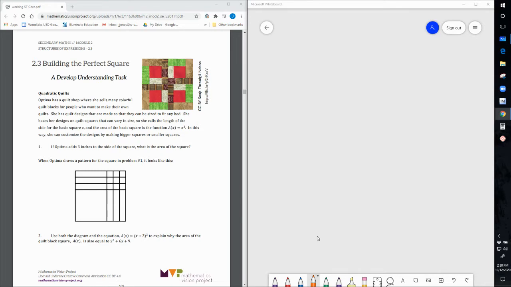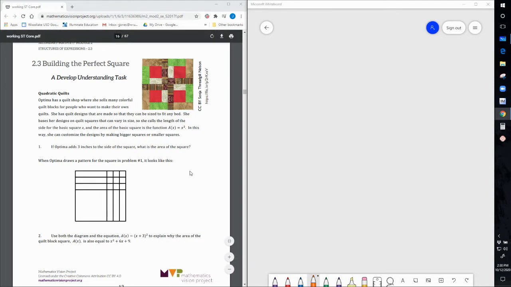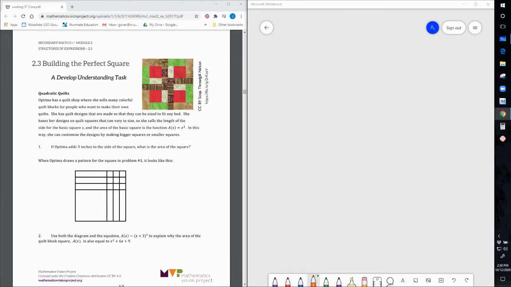2.3, Building a Perfect Square. Optima has a quilt shop where she sells many colorful quilt blocks for people who want to make their own quilts. She has quilt designs that are made so they can be sized to fit any bed. She bases her designs on quilt squares that can vary in size. So she calls the length of the side for the basic square x, and the area of the basic square is the function A of x equals x squared. That should look familiar to you guys. In this way, she can customize the design by making bigger or smaller squares.